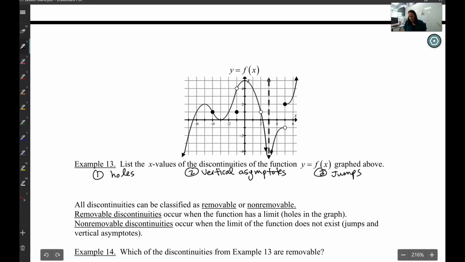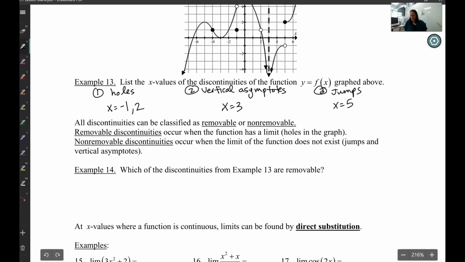So if I look at this graph, where are my holes? I have a hole at x equals -1, right there. I have a hole at x equals 2. So those are my holes. I have a vertical asymptote at x equals 3. And then I have a jump at x equals 5. Those are my discontinuities.